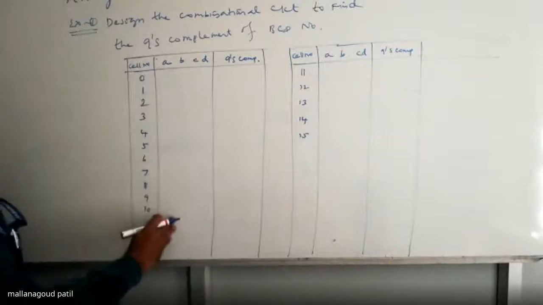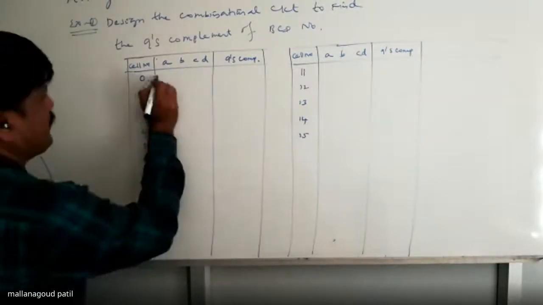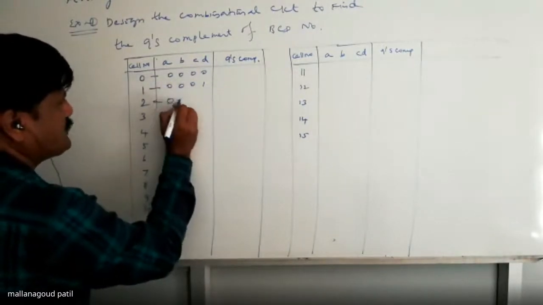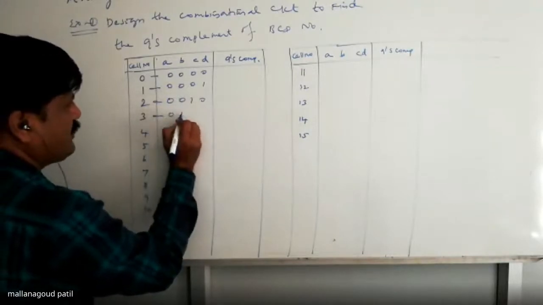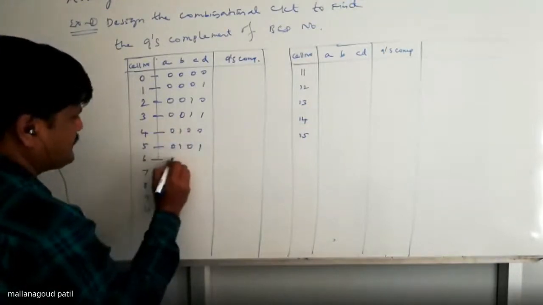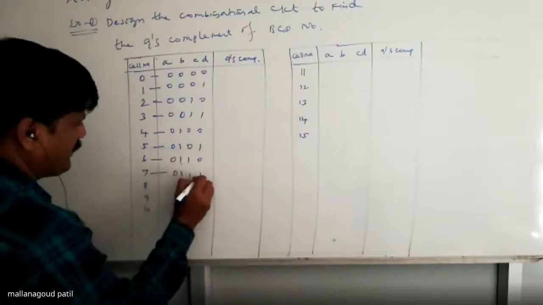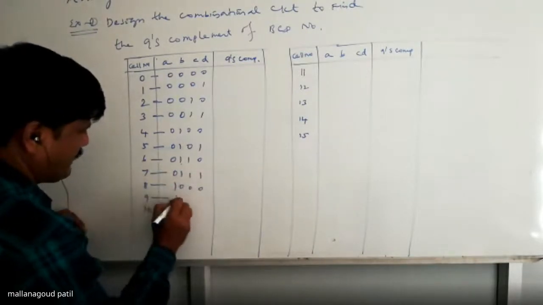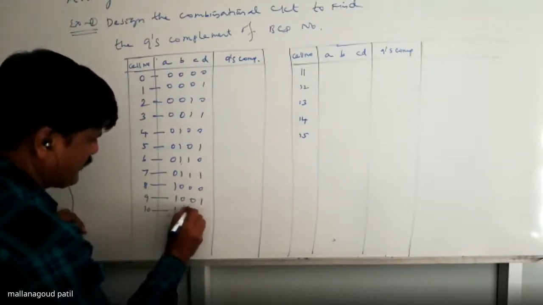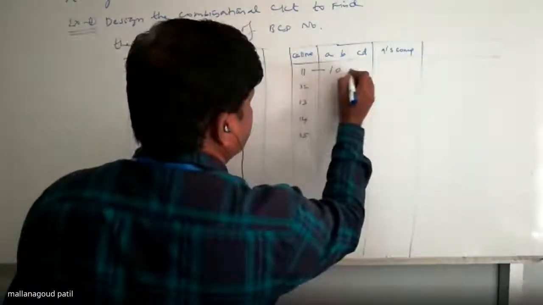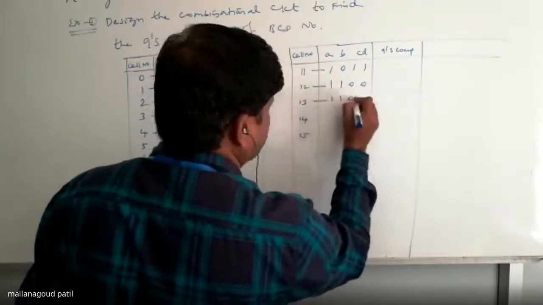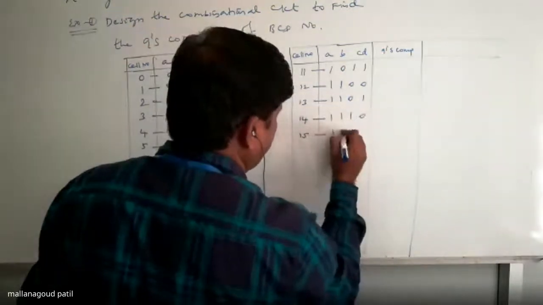First, represent in binary fashion, coded fashion. 0 representation will be four zeros. 1 representation will be 0001. 2 is 0010. 3 is 0011. 4 is 0100. 5 is 0101. 6 is 0110. 7 is 0111. 8 is 1000. 9 is 1001. 10 is 1010. 11 is 1011. 12 is 1100. 13 is 1101. 14 is 1110. 15 is all ones.